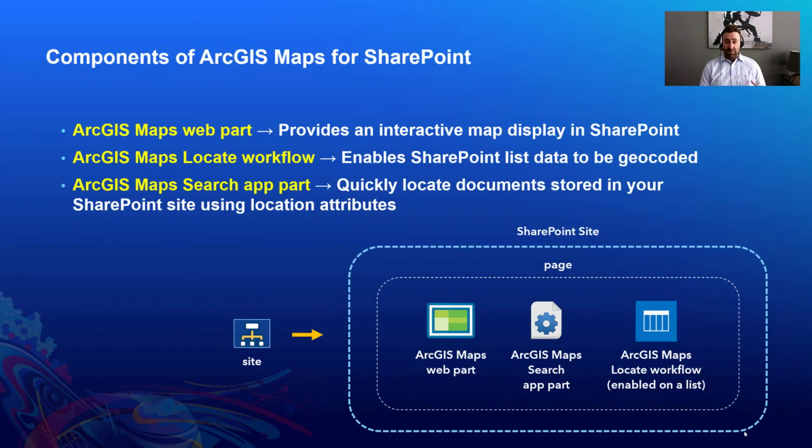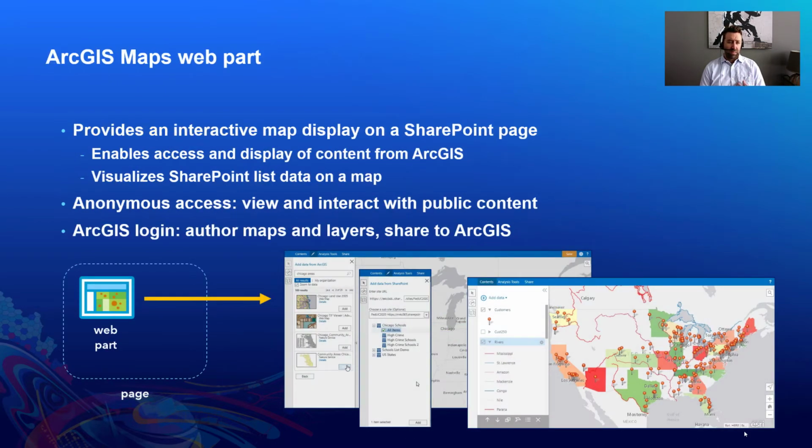Now, components of the actual product, ArcGIS Maps for SharePoint. Here we have the web part, which provides this interactive display, the locate workflow, which does that geo enablement that I've been talking about, and then the search app part. How does it search through your data to find the relevant information that the end user is looking for?